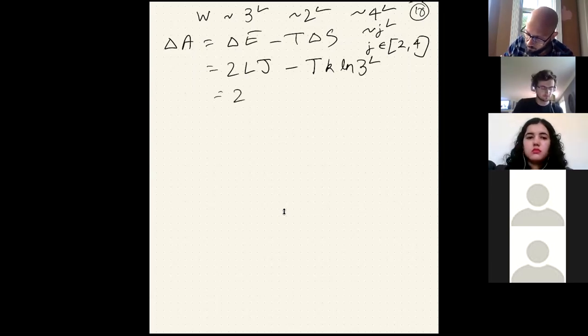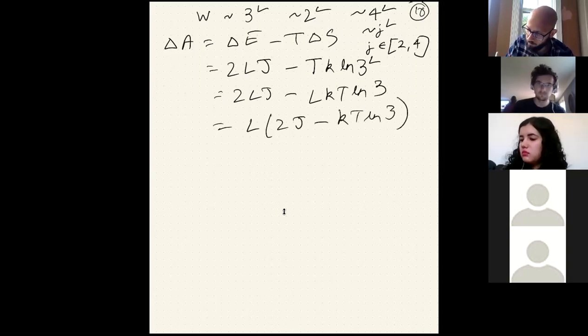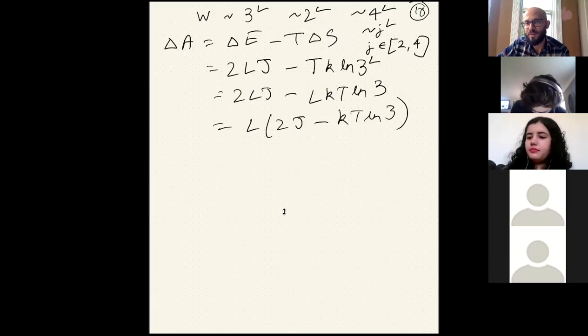So what is this? This is 2LJ minus LKT ln 3, which is equal to L times (2J minus KT ln 3). And here, instead of 3, you could have put your value of J. It doesn't matter what it is. The fact is you will have something that looks like this. And in the end, ln 3 and ln 4 are not all that different from each other. They're kind of similar.